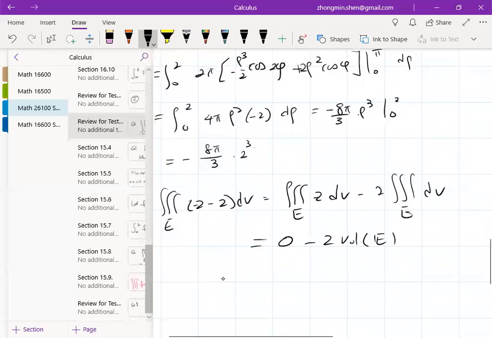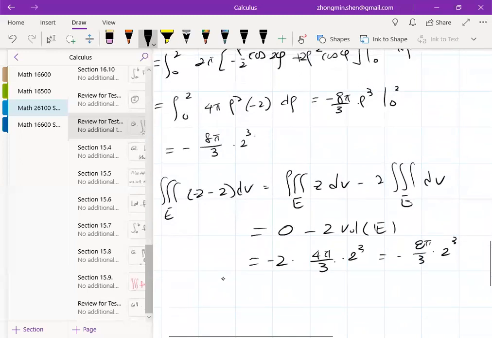The second one is just the volume of the ball. You see, so quick, right? So it's going to be negative 2 times the volume of the ball, which is 4 pi over 3 times r cubed, 2 cubed. So this is 8 times 4 pi over 3, and that's the same answer. You see how quick that is?